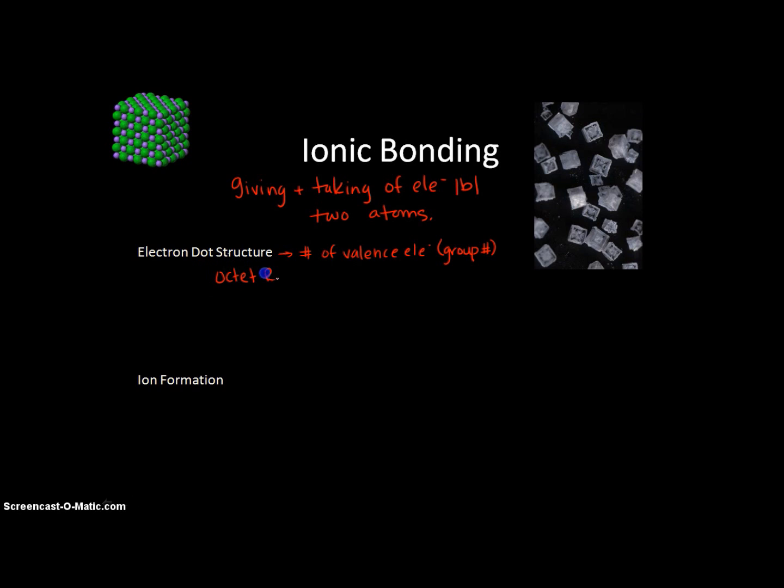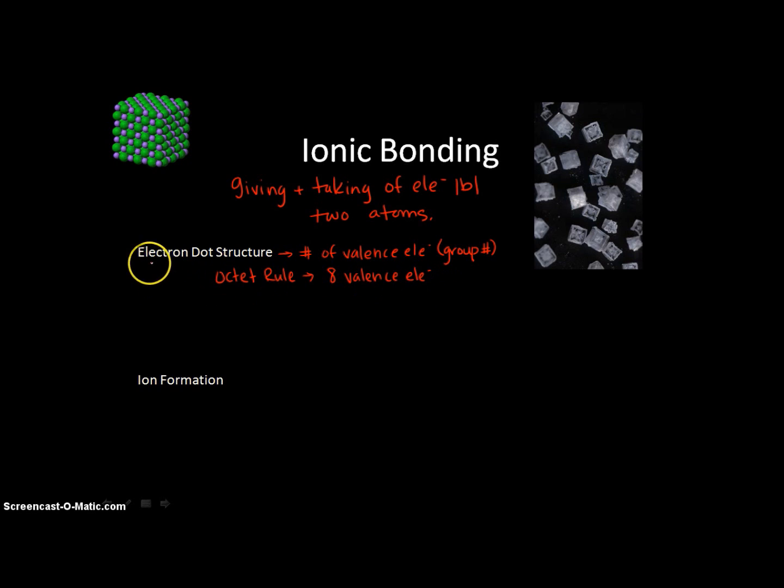And this holds true for both ionic and covalent bonding. The octet rule just is that every atom wants 8 valence electrons. So it wants to be full, whether that means losing a couple, losing 1, 2, or 3, or gaining 1, 2, or 3.